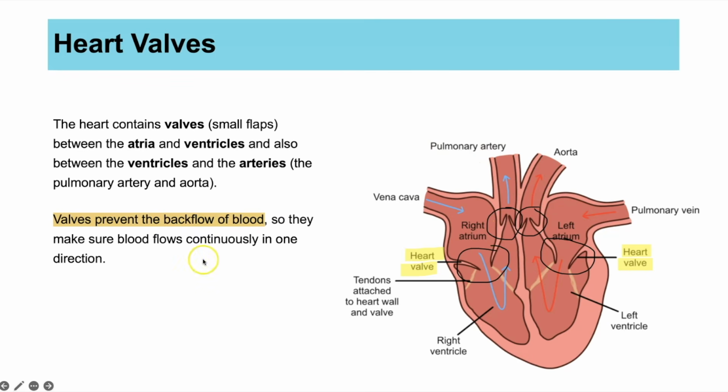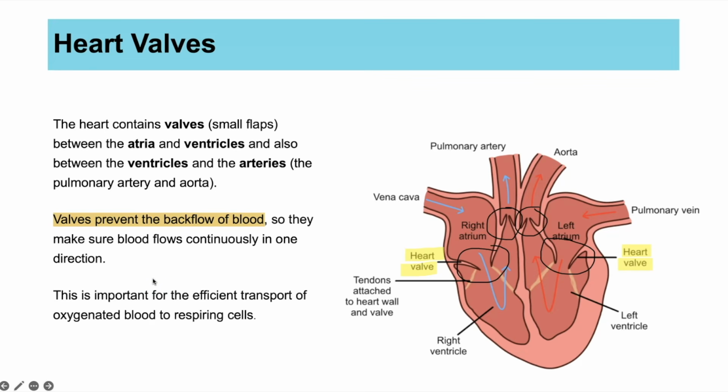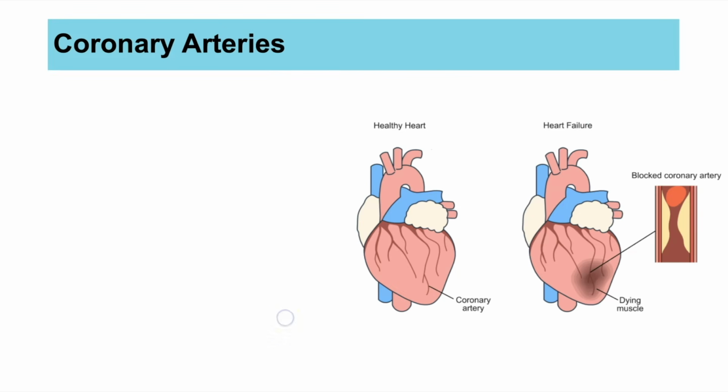So the whole point is valves prevent the backflow of blood. That's the key phrase that is used in mark schemes. And the reason this is important is it makes sure that the blood flows continuously in one direction. And that's important for the efficient transport of oxygenated blood to your respiring cells. So there's like your mark scheme answer for describing and explaining the role of heart valves.